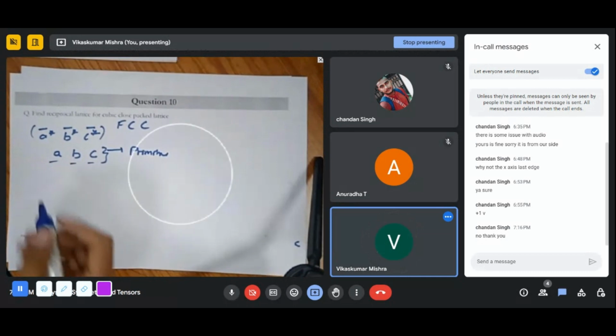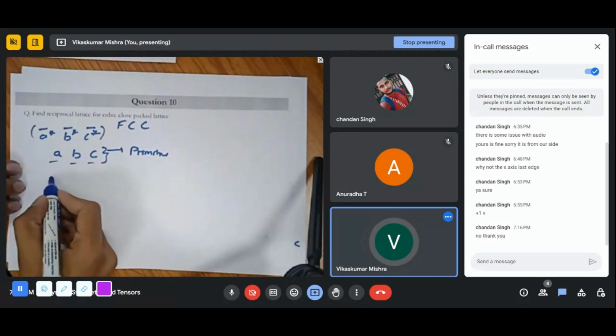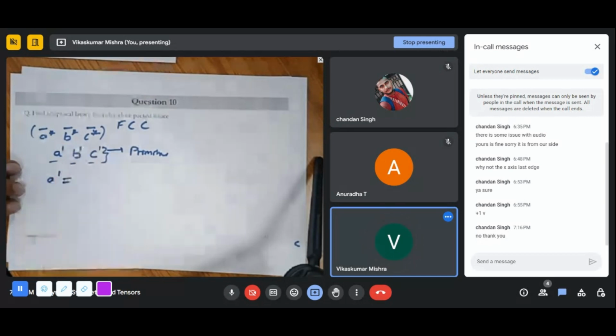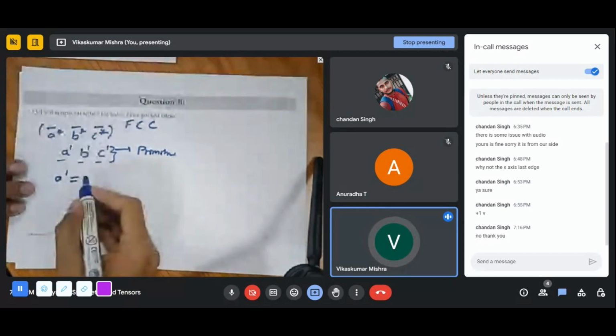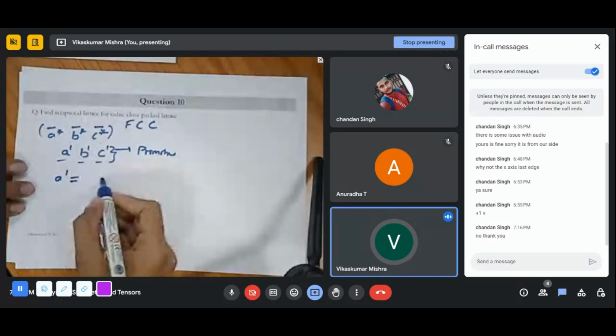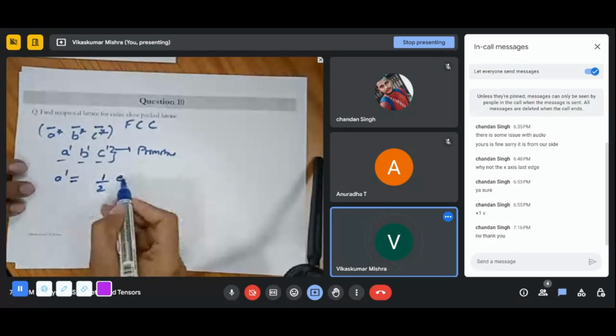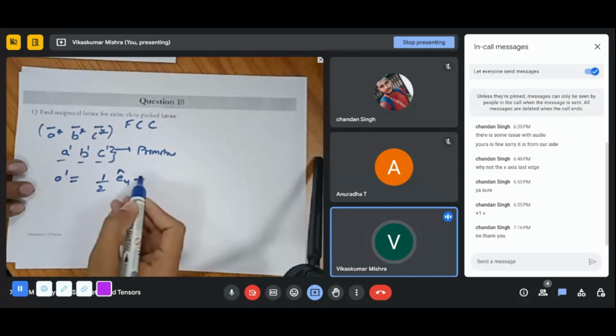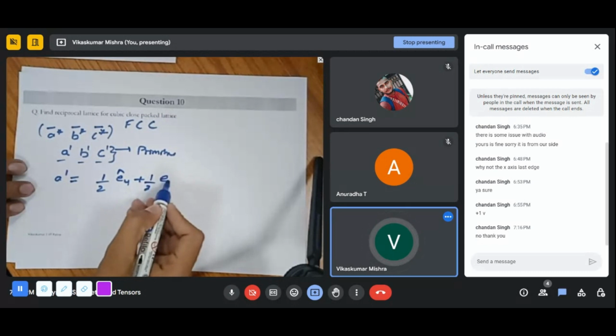Let's write it down. So we found a dash. I will call it a dash only, since I am using dash. So we can say that a dash is nothing but 1 by 2 times of, instead of writing b, I will write e_y cap. Considering, since it is cubic, a, b, c will all be equal and their magnitude will be 1. Now e_y plus 1 by 2 times e_z cap.